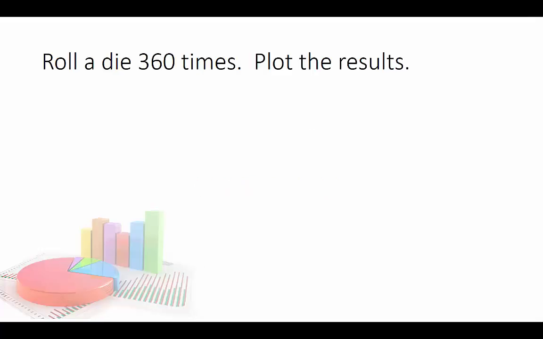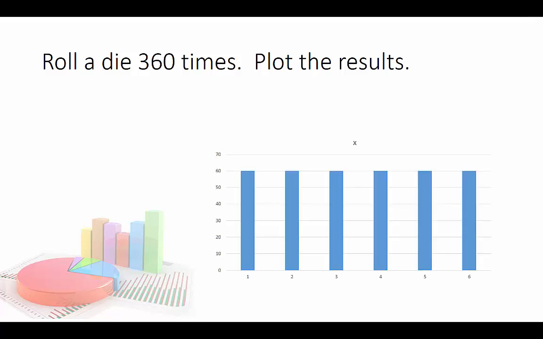So first of all, let's talk about distributions. If you roll a die 360 times, what do you think the results would look like? Well, if we're doing just one die, all of the outcomes should be equally likely, and there's 6 of them. So I would expect to get 60 1s, 60 2s, 60 3s, 60 4s, 60 5s, and 60 6s. The distribution shows the expected outcomes.